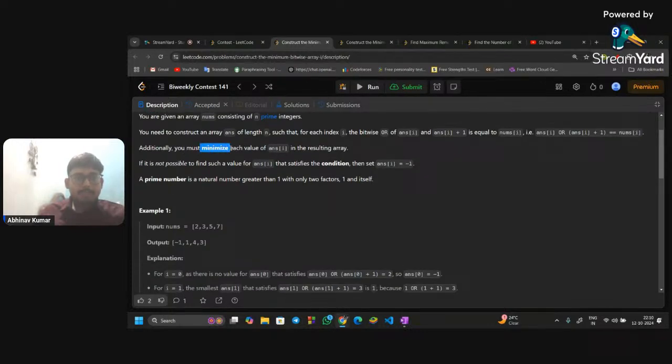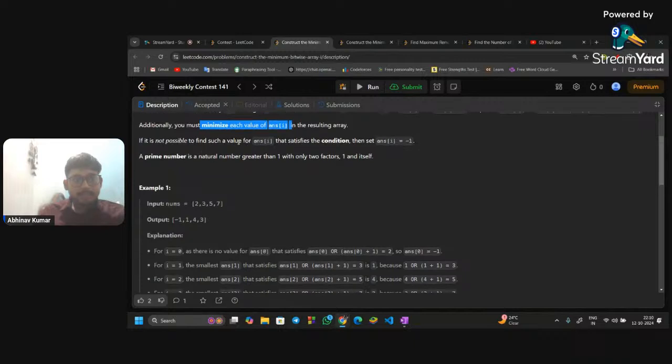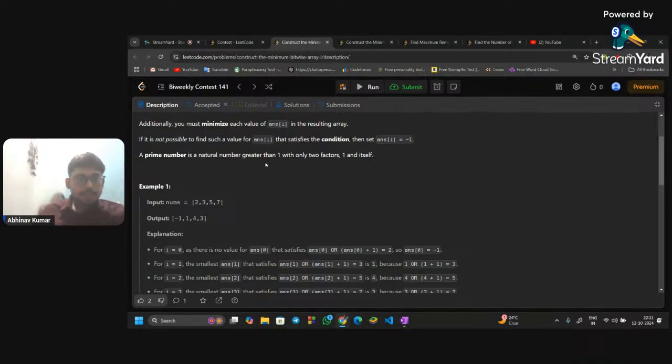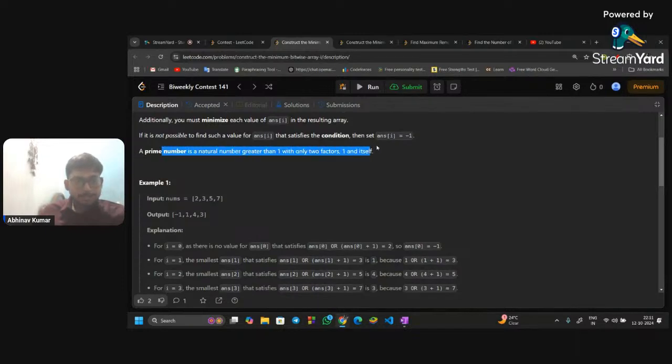Also, you must minimize each value of answer[i] in the resulting array. If it is not possible to find such a value of answer[i], then you will store -1 in that answer[i]. Okay, and I hope you know what a prime number is.